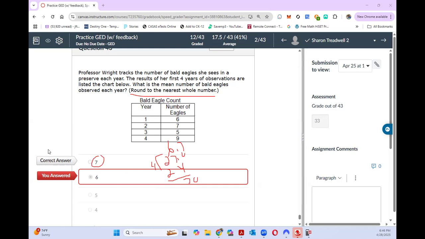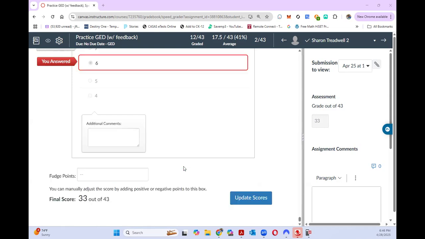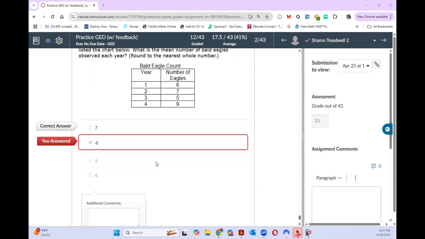But again, you should be happy because 33 out of 43 is a passing score. And the ones you got wrong, you realized your mistake. So the next thing you're going to do is take another practice test, whether it's with feedback or without. What I would say is, since you scored high enough and corrected your mistakes, I would take a practice GED without feedback, and see what you do.